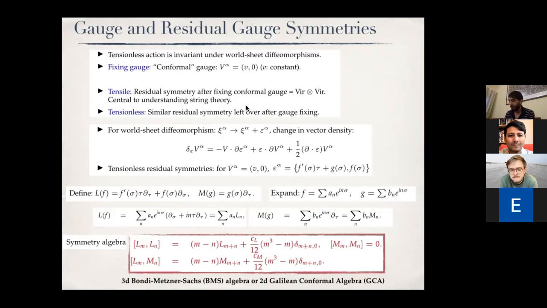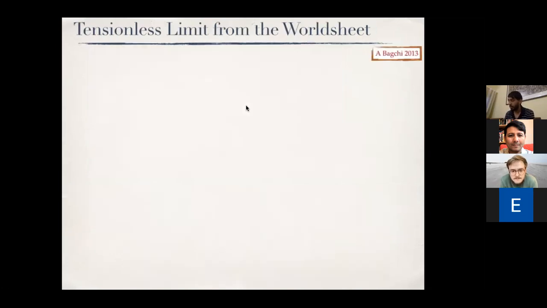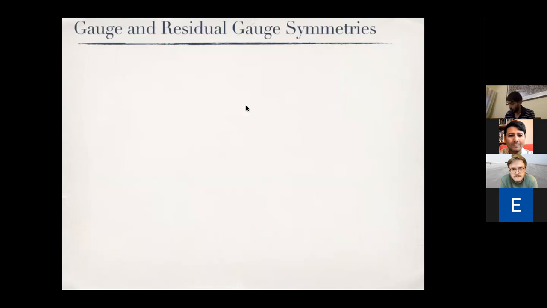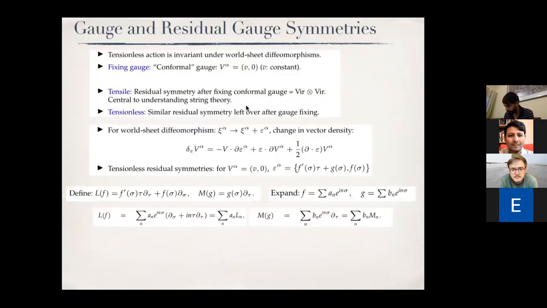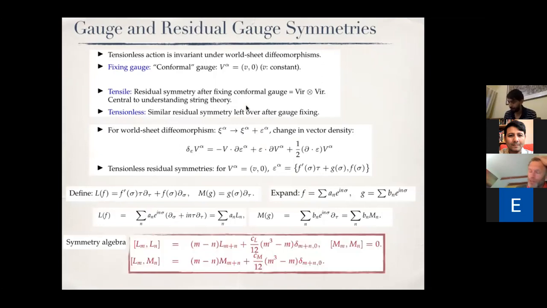Okay. All right, so this is going to be... sorry, Arjun, can I ask a question about the previous, the BMS as well? So should we also understand this as some sort of group contraction, the Wigner contraction of...? That's what I will do next.